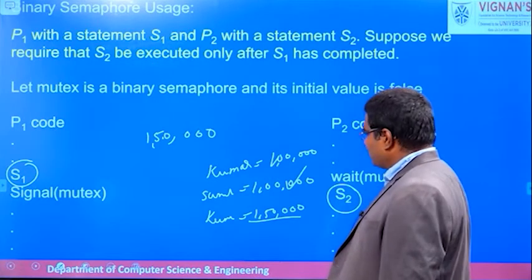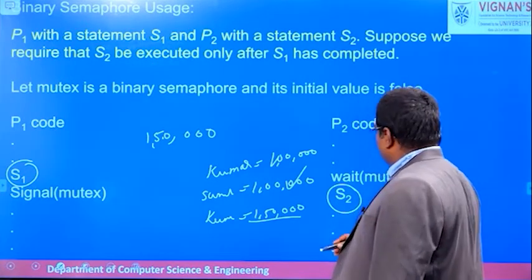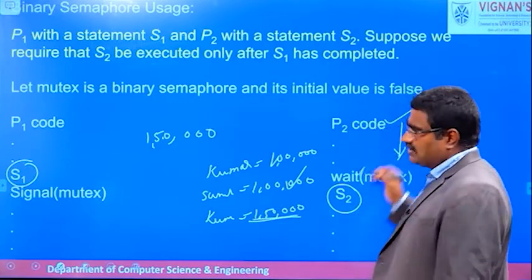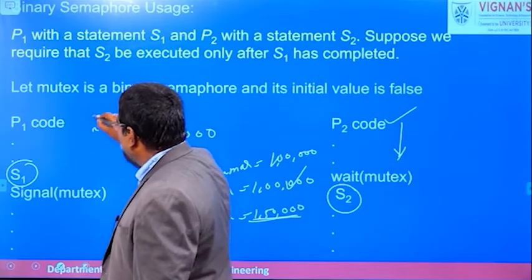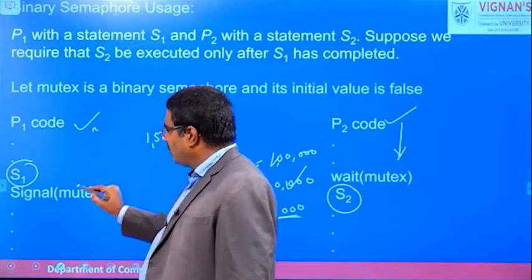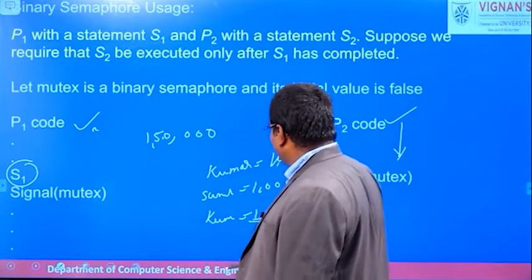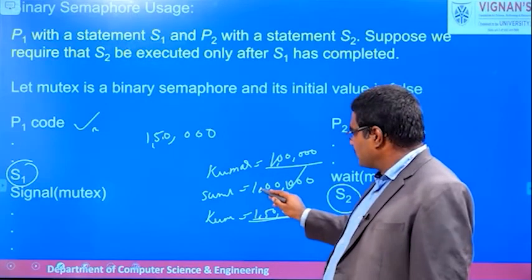For example, we are assuming that Kumar wants to purchase a product for 1,50,000 rupees; that transaction we are assuming as the P2 process. And the P1 process is to transfer the amount from Sunil's account to Kumar's account, 1 lakh rupees. And what is our requirement? For example, Kumar's balance is 1 lakh rupees and his friend transfers 1 lakh.